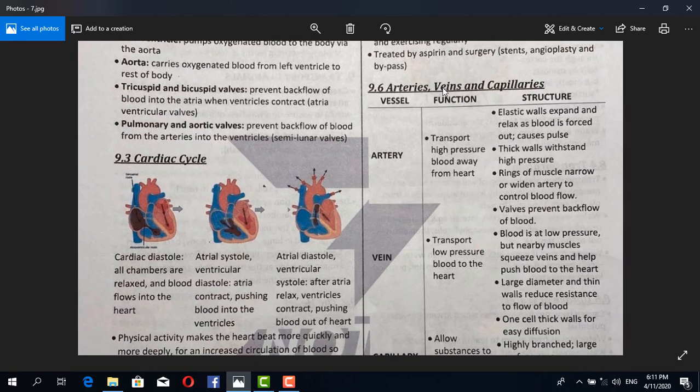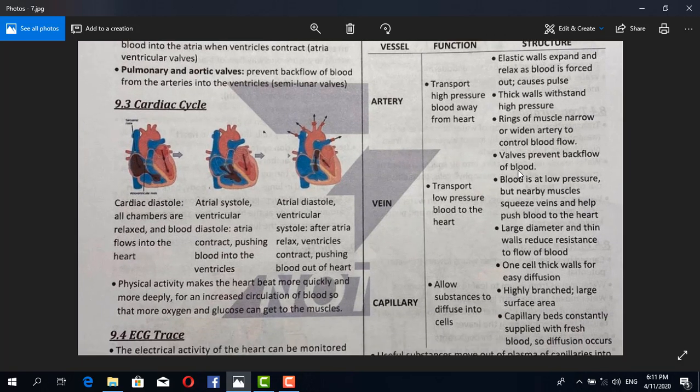Here we come to the arteries, veins and the capillaries. They are all classified under one term, which we call the blood vessels. We have arteries, we have veins, we have capillaries, the tiniest part of the blood vessels. The arteries transport high pressure blood away from the heart. They have elastic walls that expand and relax as blood is forced out, which causes the pulse, and they also have thick walls to withstand the high pressure. Rings of muscle narrow or widen the artery to control the blood flow, and valves prevent the backflow of the blood.